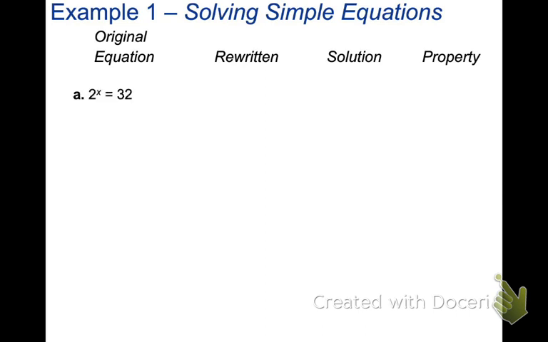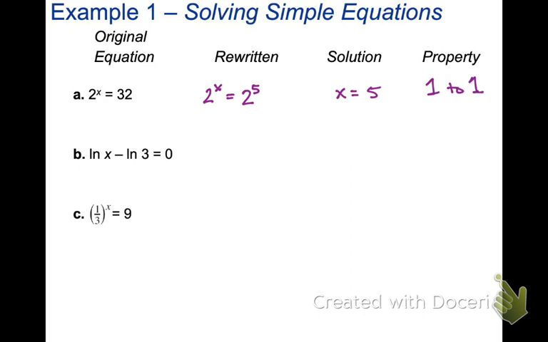So I have 2 to the x equals 32. There's different ways we can do this, yes? We talked yesterday, and I think I want to use the one-to-one property. How about you guys? So 2 to the x equals 2 to the what? Fifth. So x equals 5. So that is the one-to-one property.